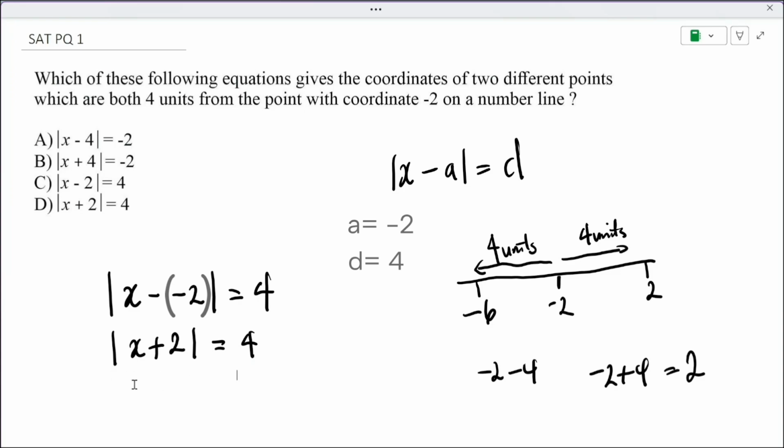So the answer to the first question is the absolute of X plus 2 equals 4. Here you have the technicality in the question. Some might just simply jump on it and might have picked C as their answer, which is wrong. The answer is D. So the answer to the very first question is D.